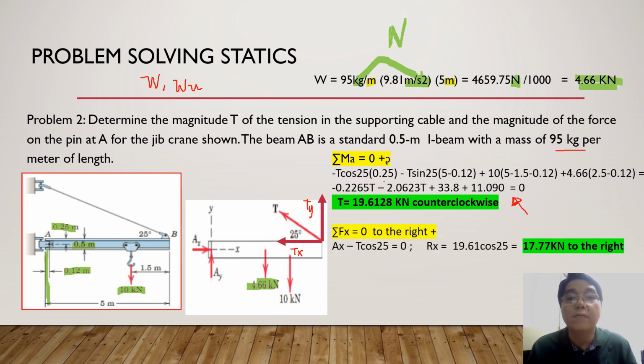Therefore, we can say A sub X minus T cosine 25. Ano yung T cosine 25? Ito yung T sub X. Ano? Ito, T cosine 25. Minus kasi to the left. Therefore, R sub X is equal to 19.61 cosine 25. Ang computation daw niyan ay naging 17.77 kilonewton to the right. Bakit to the right? Kasi positive yung lumabas na sagot. Ang assumption natin dito to the right, tama yung assumption natin, ano? Tama yung ating assumption. Ayun.